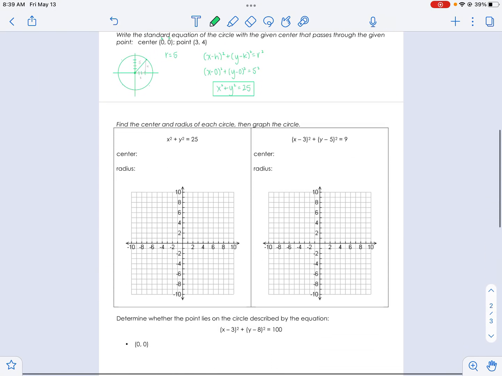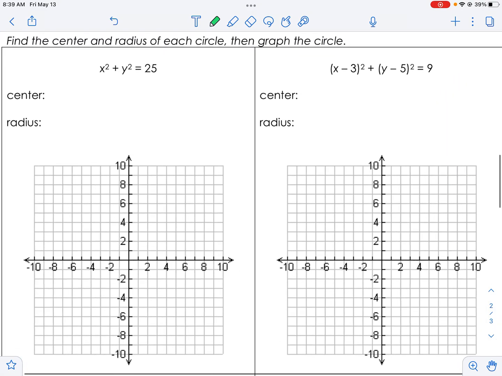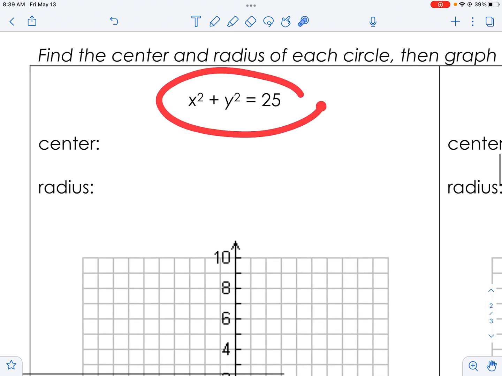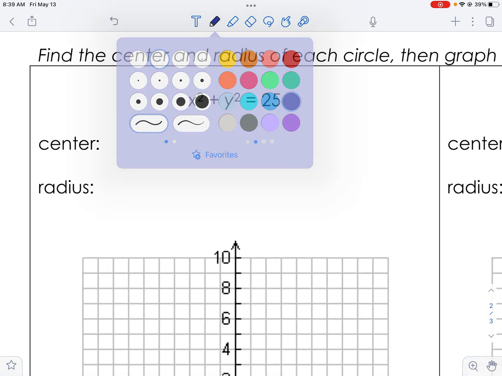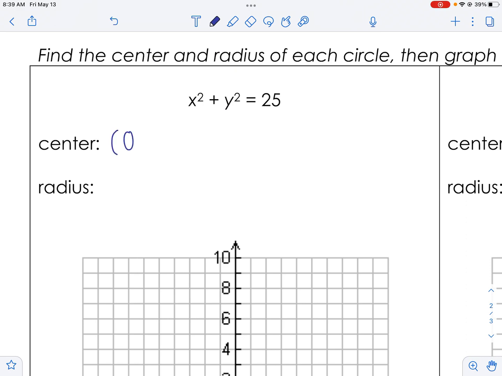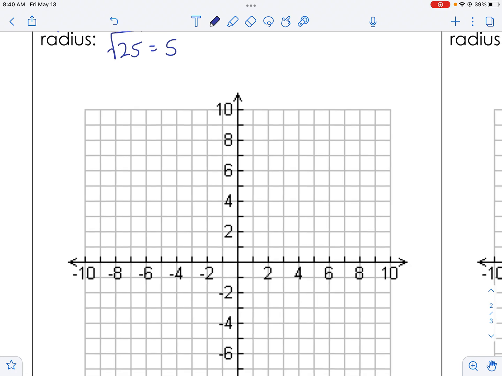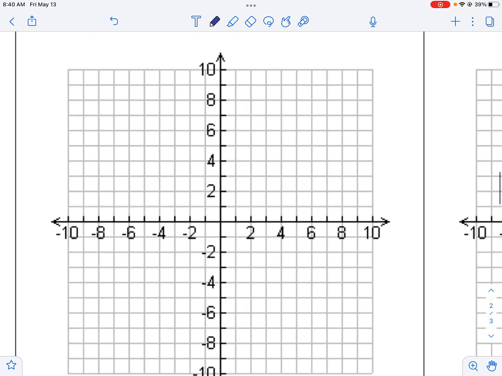So let's do some practice with graphing. If we have x squared plus y squared equals 25, which we just did, think, what was the center of this one right here? Well, that has a center at 0, 0. And to get the radius, I'm going to square root the last number. So to get the radius, think, what's the square root of 25? The square root of 25 is 5. So I'm going to go ahead and graph this one, and then we can double check making sure that everything matched from the last one. So my center is at 0, 0, and my radius is 5.